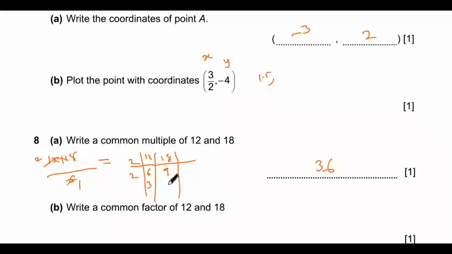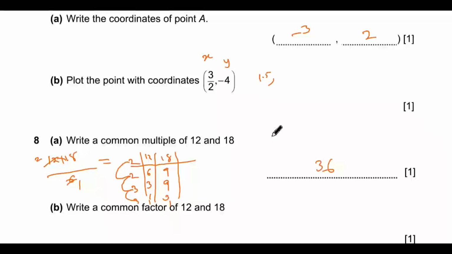2 goes in 9, impossible. So you just drop 9. So 3 goes in 3 once. So 3 goes in 9, that will be 3 times. So 3 goes in 3 once, 3 goes in 3 once. So this is what you have. So the common multiple will be 2 times 2, 4. 4 times 3, 12, 12 times 3, 36. You still have the same answer.